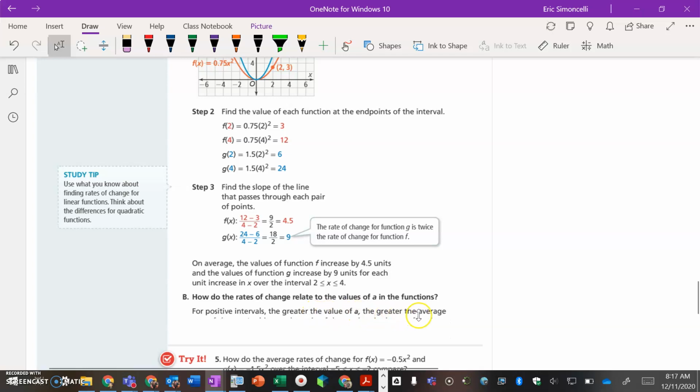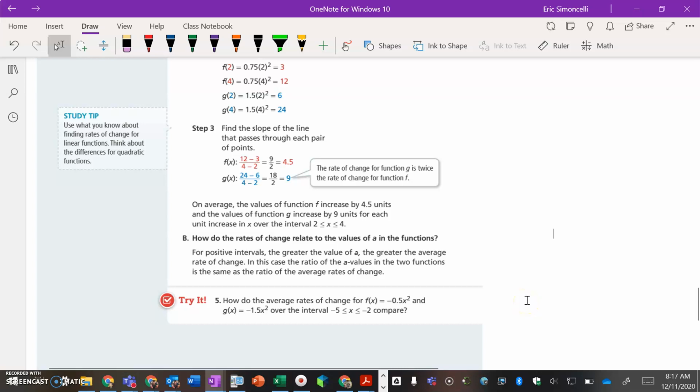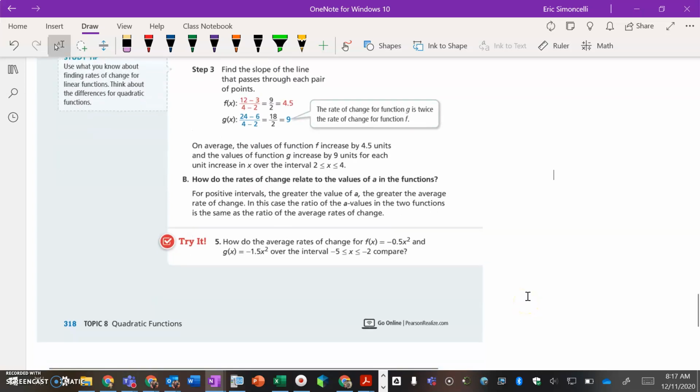For positive intervals, the greater the value of a, the greater the average rate of change. In this case, the ratio of a values in the two functions is the same as the ratio of the average rate of change. So it turns out that just by virtue of the a value, we can establish a commonality for future instances and how the graphs take shape. So pay attention to that and notice how the rates of change relate to the values of a.